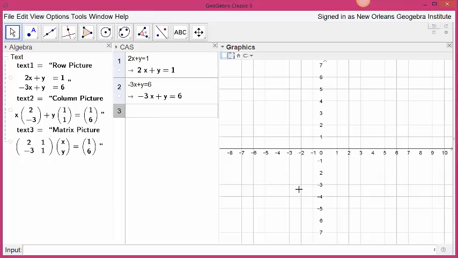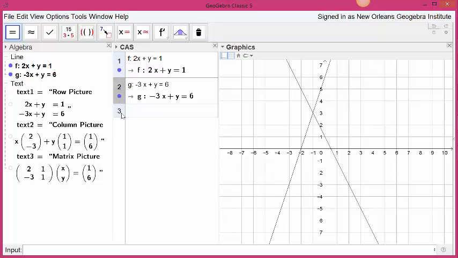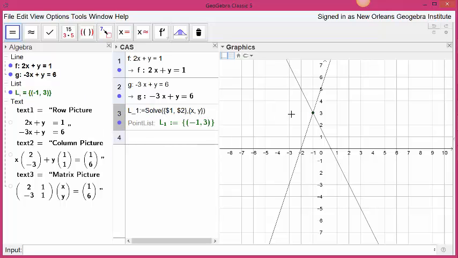So in the row picture, I've entered both of these equations into the CAS part of GeoGebra. As you can see, they are two lines, and when we ask GeoGebra to solve that system of equations, what it finds is precisely the intersection point of those two lines. So we're looking for x and y, and GeoGebra yields the solution -1, 3.